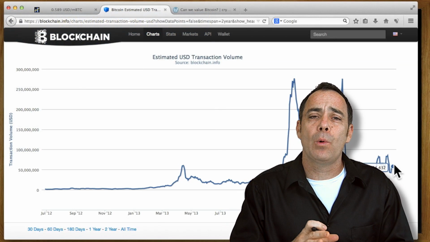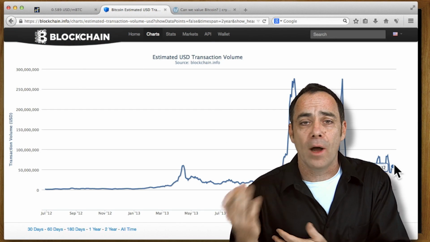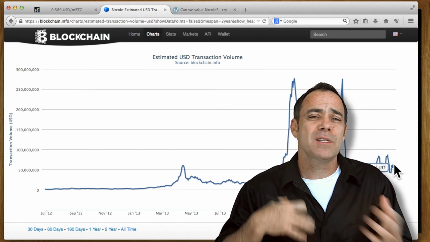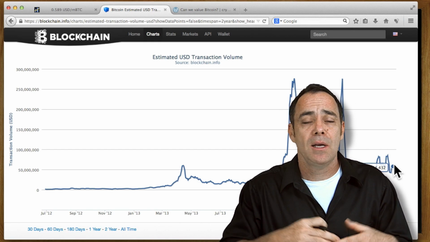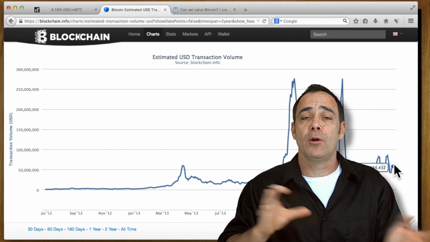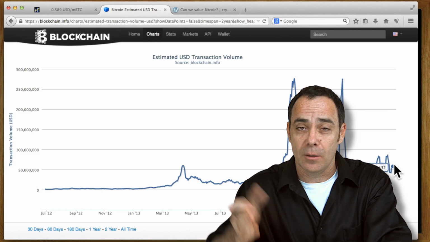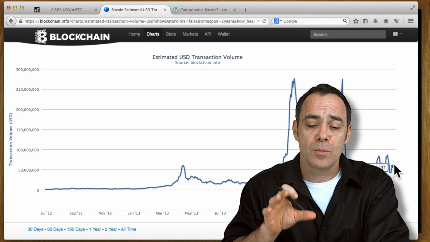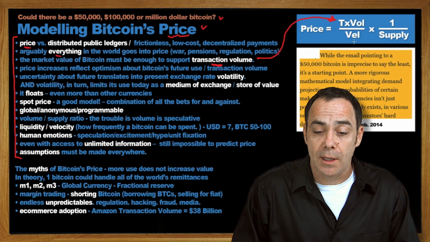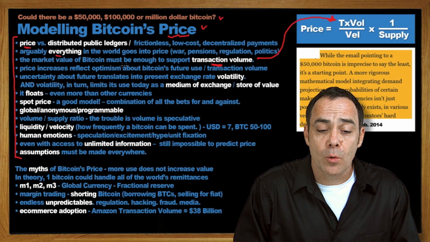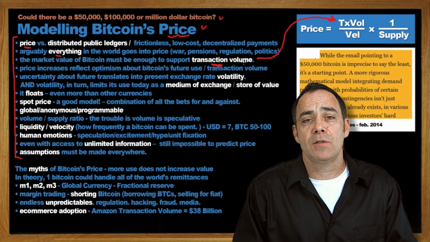And this is really important when you're looking at Bitcoin. Clearly, if $1 is being moved around, well, it's not really an active currency or payment system, okay? So $60 million is certainly nowhere near the US dollar or anything else. But transaction volume, as we'll see later, really comes into play. In fact, you see it up here in the numerator of this little equation right here. And so the market value of Bitcoin must be enough to support transaction volumes.